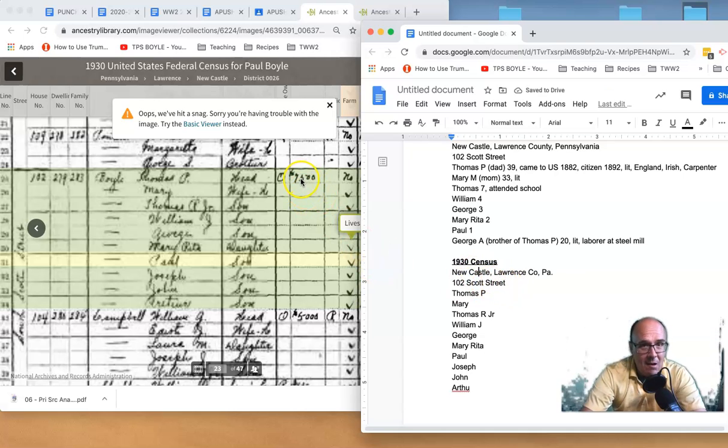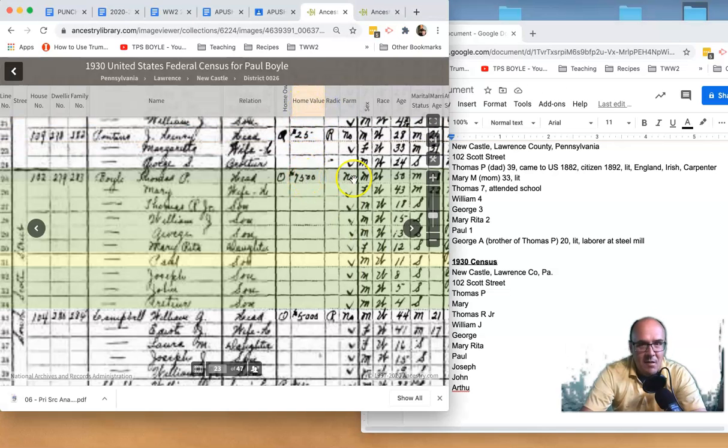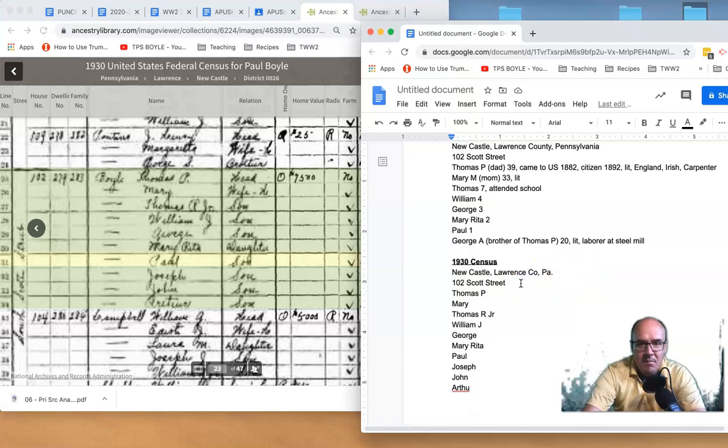We also learned that their house is, up here, home value. Their house is worth $7,500. So I'm just going to make that note here, and we can come back to that later. Okay.